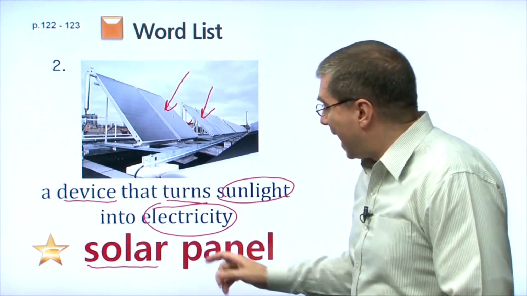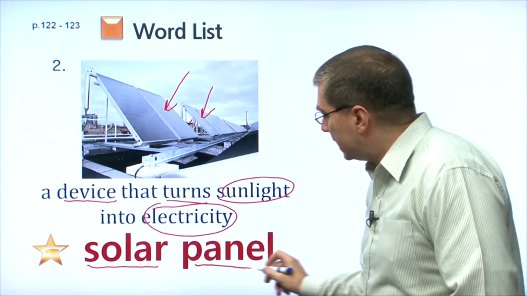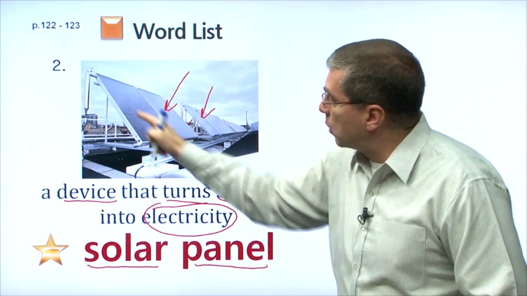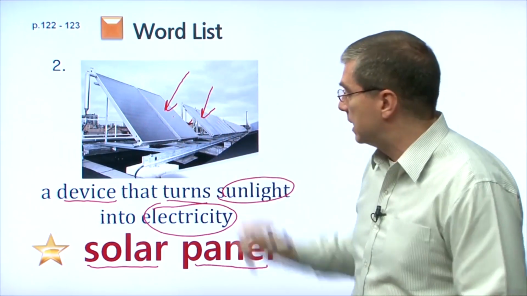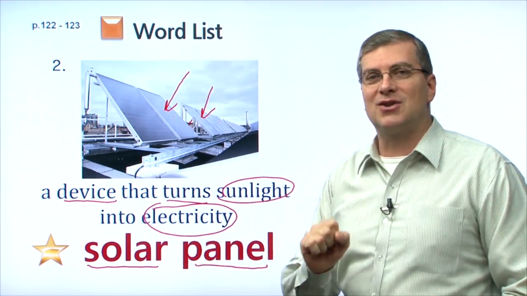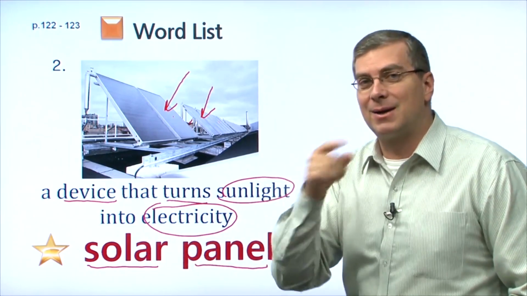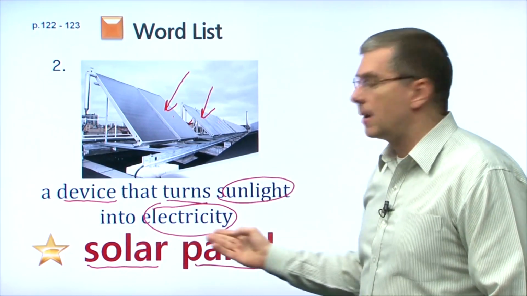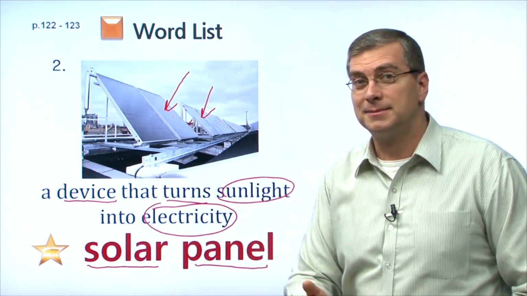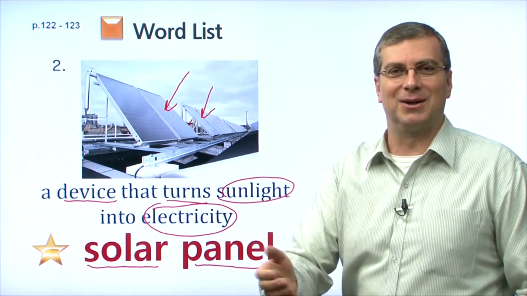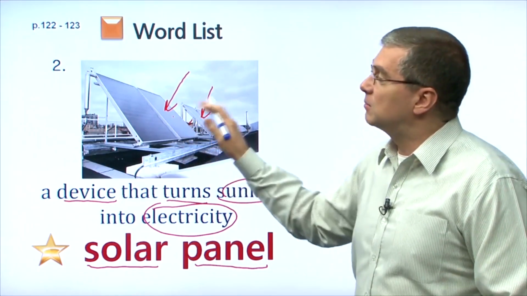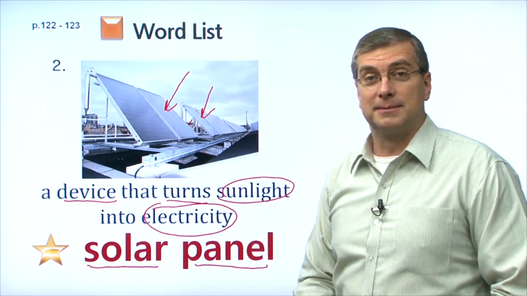Solar. Panel. A panel is a flat device, like this. This is one panel. There are many panels. So, solar panel. And remember the P pronunciation. Panel. Lips together. So we have solar panel. You guys practice. Solar panel. Okay, good. This is one device, of course, to make electricity. Let's move on to our third word.